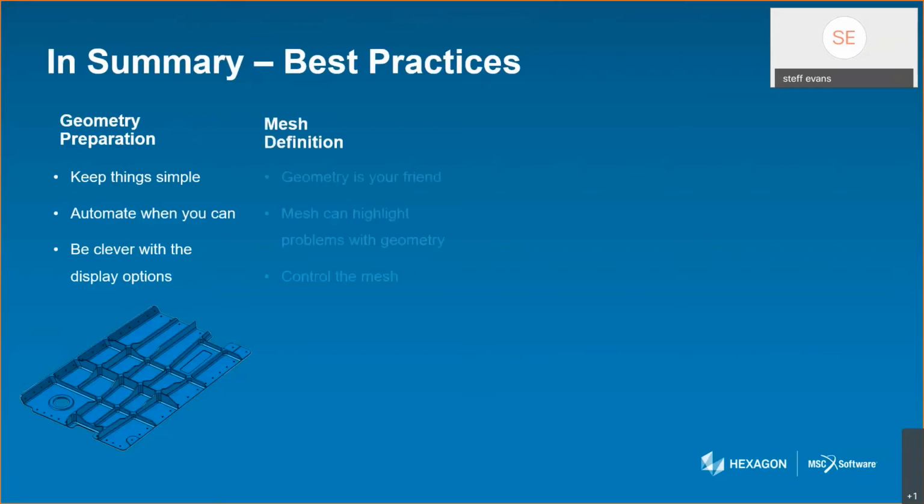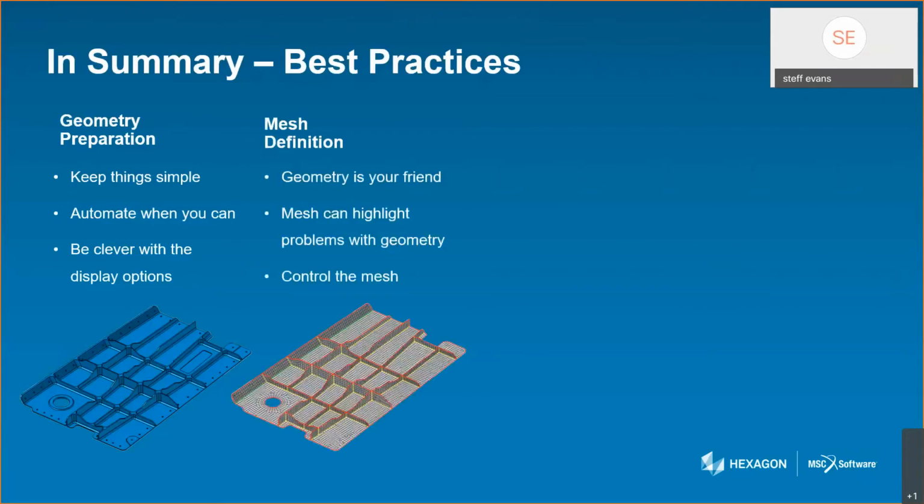Okay. From a mesh definition perspective, geometry is your friend. So you can defeature your geometry and create things like hard points at fastener holes that the mesh will be forced to follow. Mesh can be used to highlight problems with the geometry. So if you remember, we looked at a mid-surface where we had a cut edge that wasn't visible but only became apparent when we looked at the mesh quality. And then we can control the mesh with things like feature mesh settings, using the appropriate algorithm and meshing with low dimensional faces.